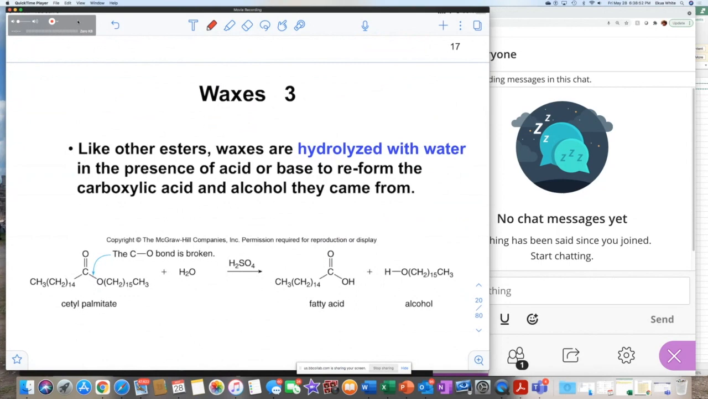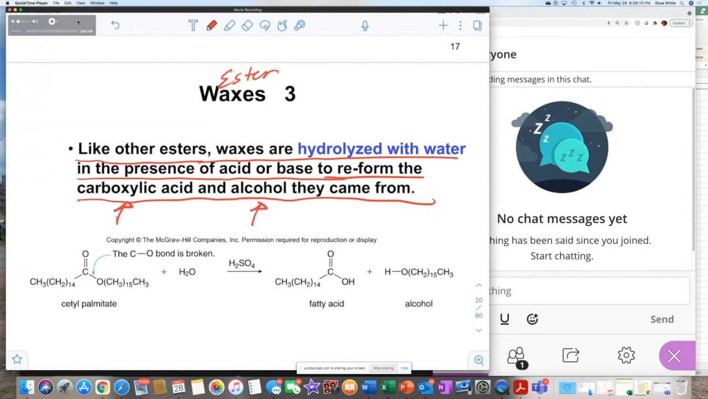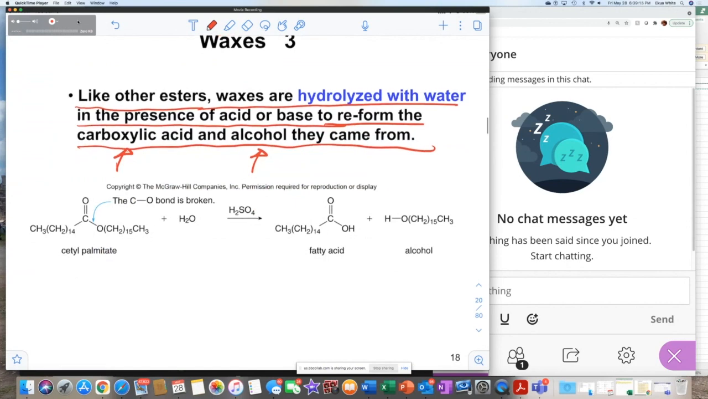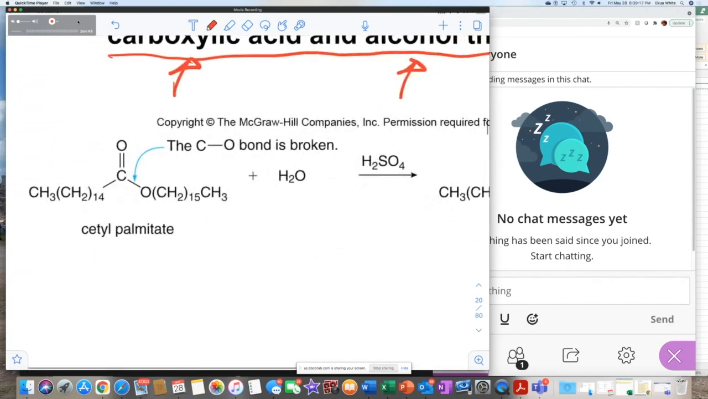Okay, so moving on, like other esters. So remember, wax is an ester. So like the other esters we've seen, waxes are hydrolyzed by water in the presence of acid or base. Remember, the acid or base is acting like a catalyst to reform the parents that made it. And the parents here are carboxylic acid and alcohol. Okay, so let's see right here. This is the ester, right?